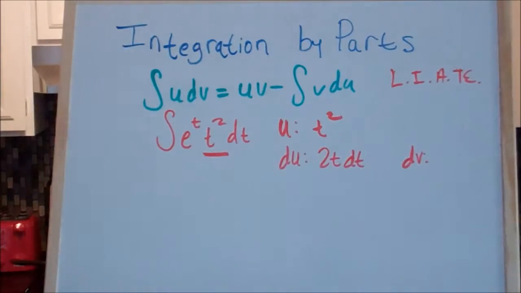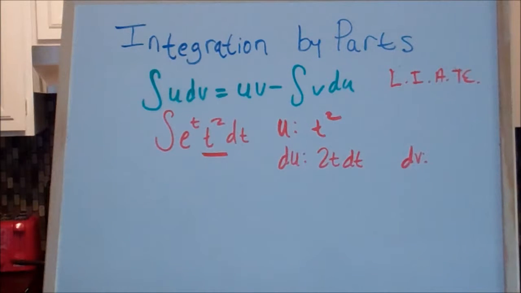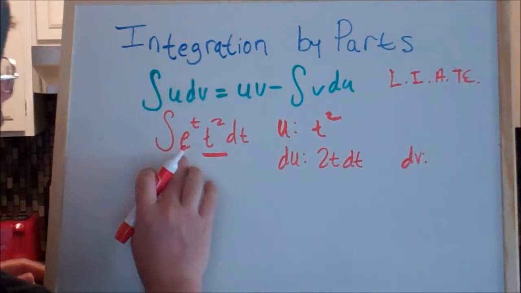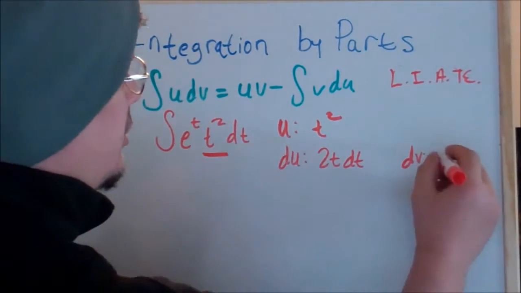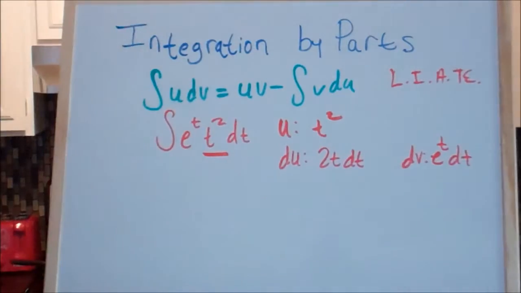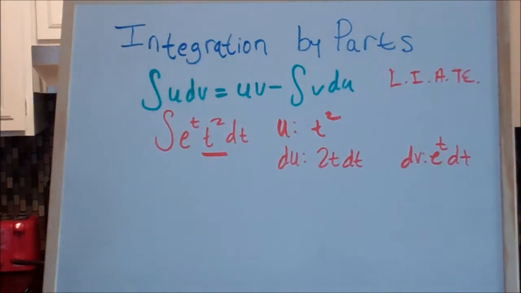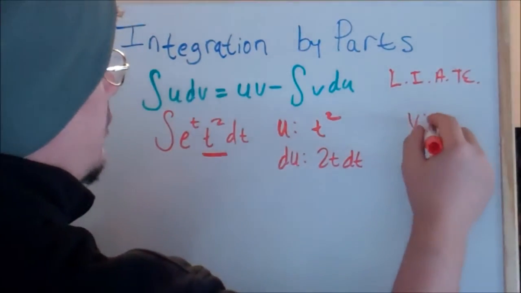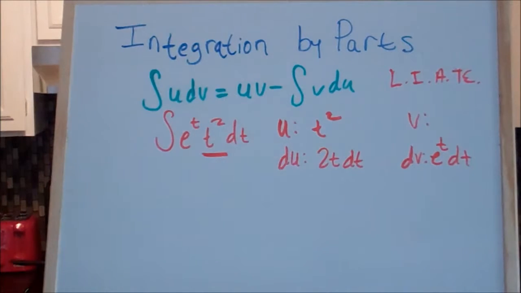Okay, now we need to find dv and v. Well, dv is just whatever's left over plus the little dt. Not added to, but also coming along. So, what's left over is the e to the t, our exponential friend, and then a dt. So, while I go further and find my v, I am going to take a look and remember about this function e to the t.